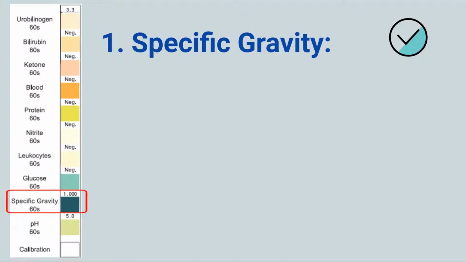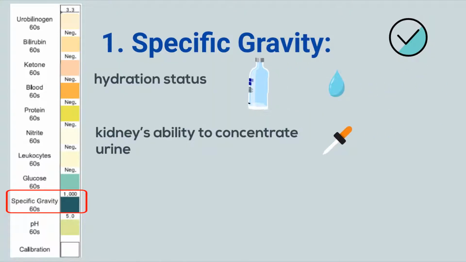Specific gravity. The specific gravity in urine analysis measures hydration status and the kidney's ability to concentrate urine. The normal range is between 1.005 and 1.03.